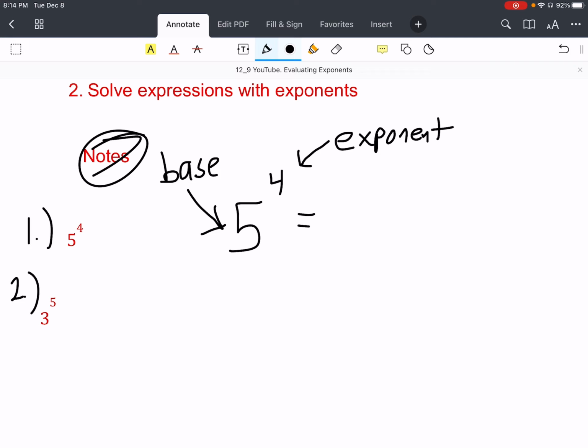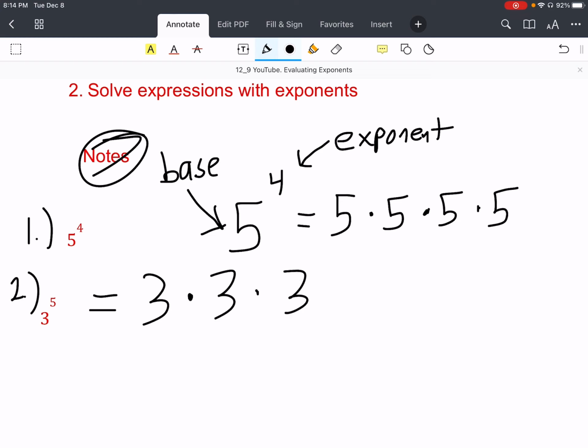So the base of 5 to the 4th power means that our base number, 5, is going to be multiplied by itself 4 times because it is to the 4th power. So 5 to the 4th power is 5 times itself 4 times. Whereas over here, we can see that we have 3 to the 5th power. So that's going to be our base 3 multiplied by itself 5 times. And when you are actually solving these, you're not going to need to write this all out, but visually it might help to see.